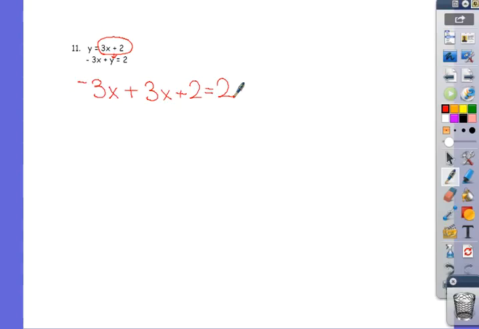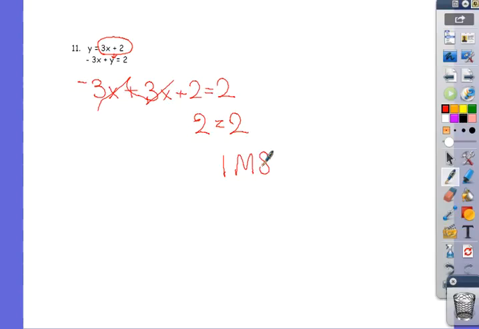Would be just zero. These are just going to make 0, so you have 2 equal to 2. Is 2 equal to 2? Yes. So which one of those other two options could it be? If it's not an ordered pair, it's all real numbers. Either all real numbers or infinitely many solutions, either one is good.